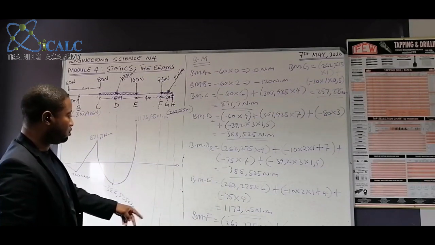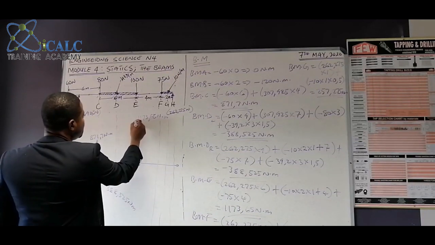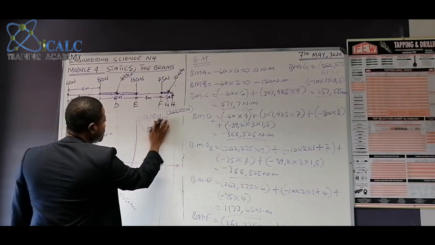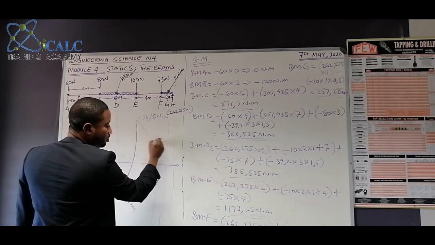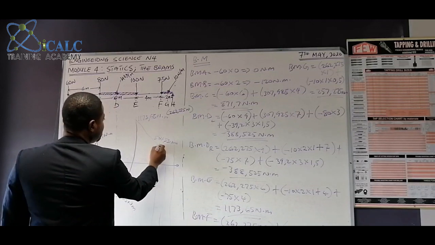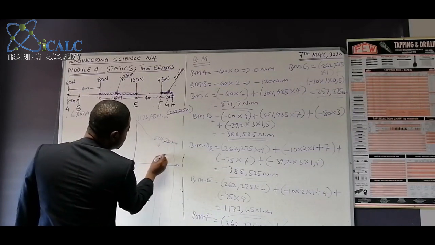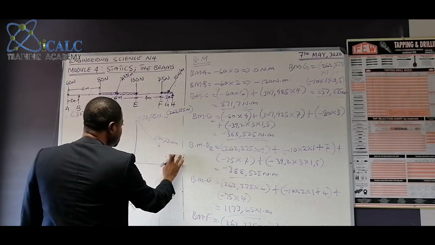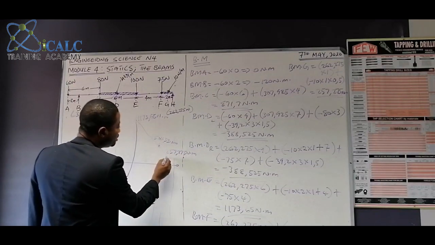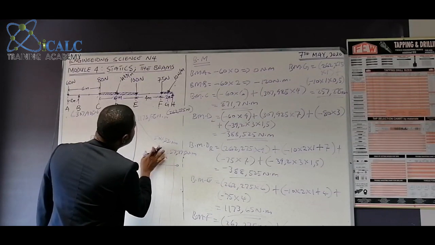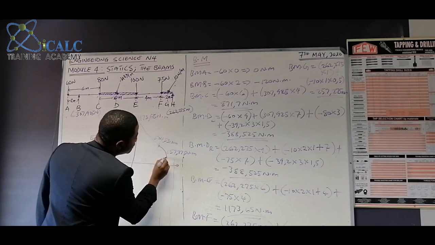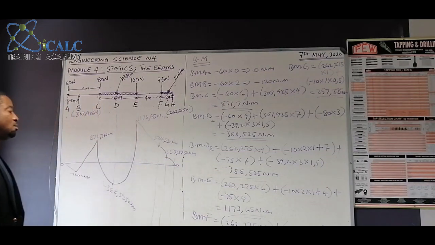All right, and then for BMF, it's also still positive. So here we can slant down. That's 504.55 Newton meter. BMG is 257. So we still slant down and we write 257.275 Newton meter. And then BMH is 0. Although here we must bend. All right, bend. Okay, so that is that.